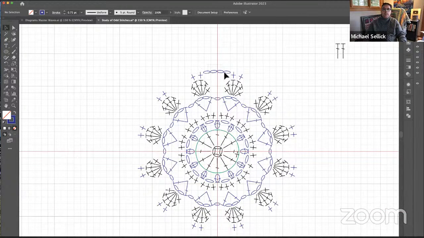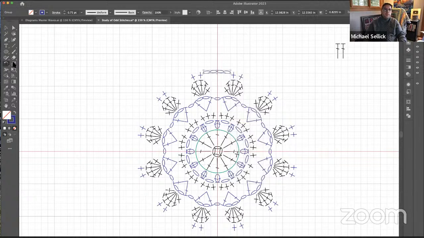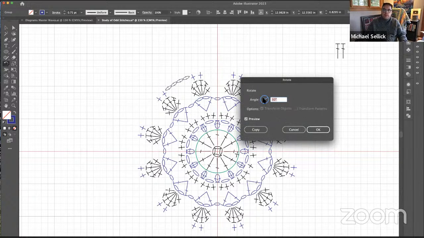So we're going to take that and copy that too. So we're going to group it and rotate it around. And there's 12 points of those, 360 degrees divided by 12. And copy that around.